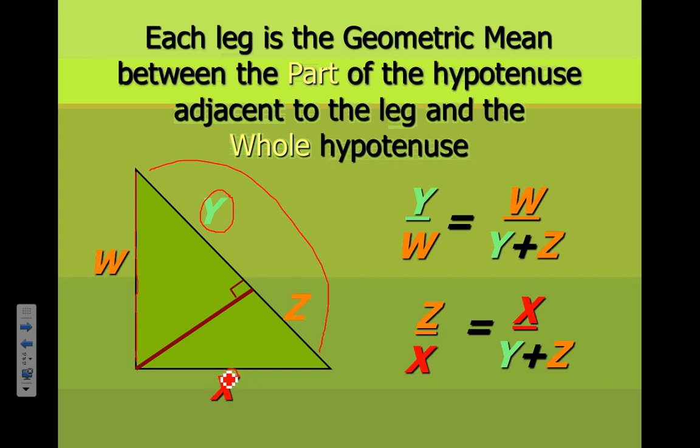X is the geometric mean, so that means that x will be written twice, of z and y plus z, the whole leg again. So the leg of the big triangle is the geometric mean between the part of the hypotenuse and the whole hypotenuse.